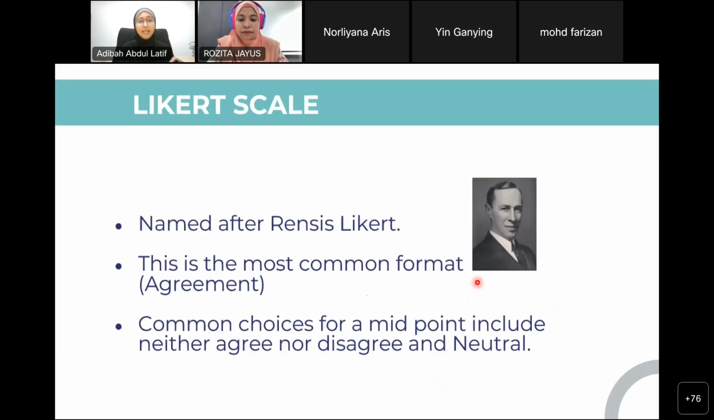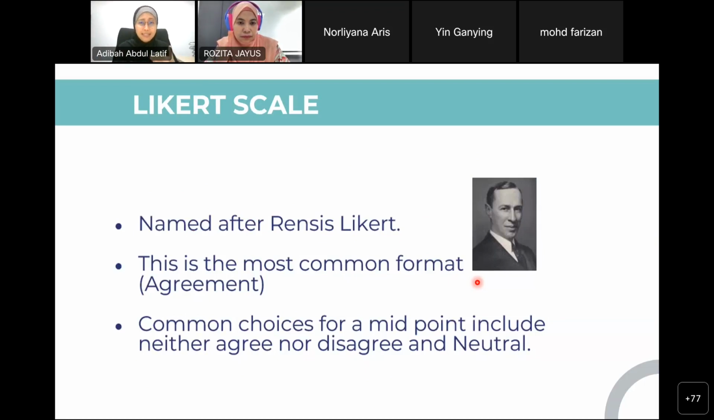Example, and this is actually Rensis Likert. Okay, it's not "Like-ert", it's "Lick-ert". Because when we went to one conference, we met Likert's wife. So the wife pronounced the name "Lick-ert", okay? So this is Rensis Likert.